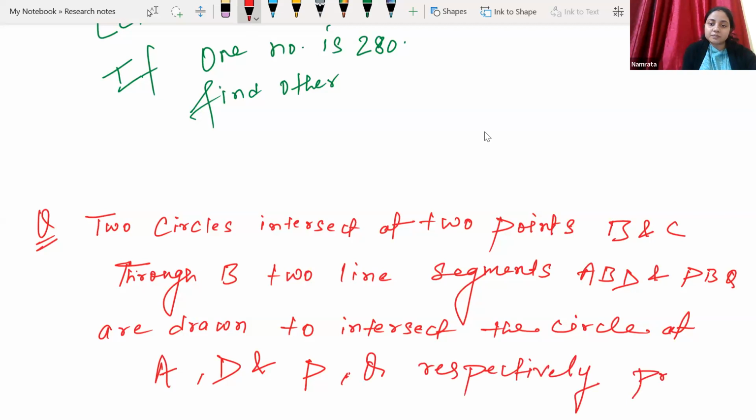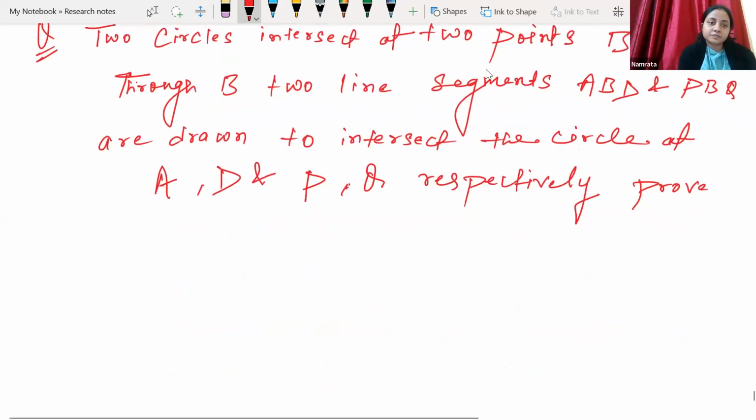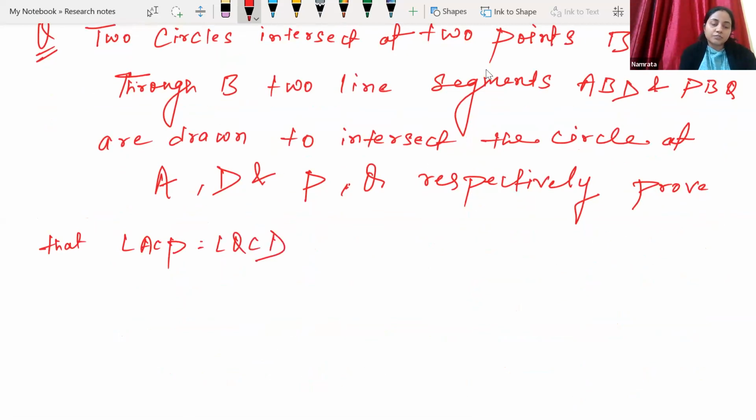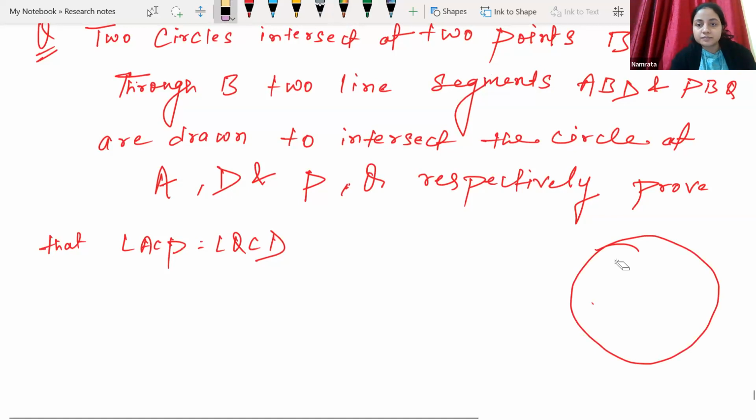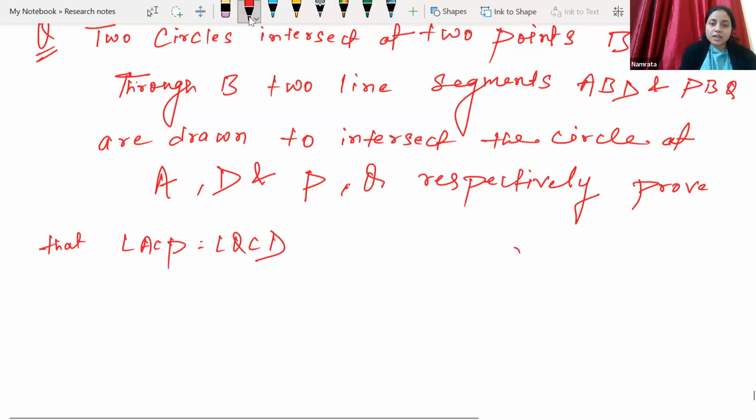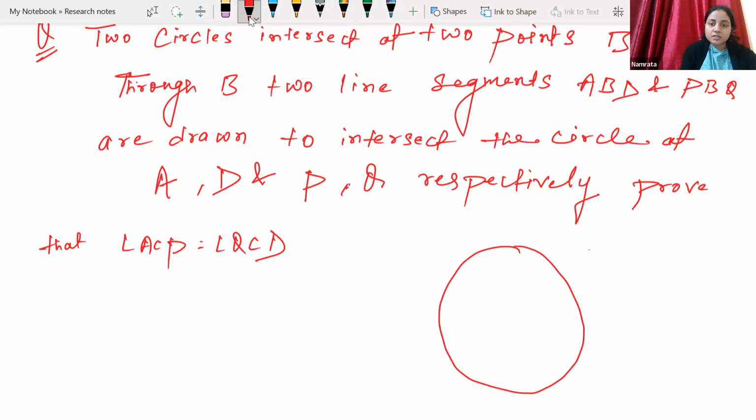Prove that angle ACP is equal to angle QCD. The figure is also given over here. We are having a circle like this. Okay, two circles are there. So we are having a circle like this. One more circle is there.